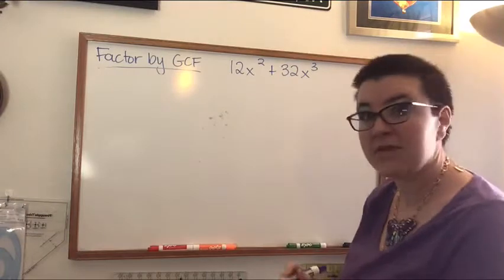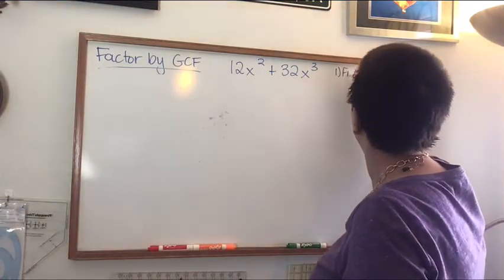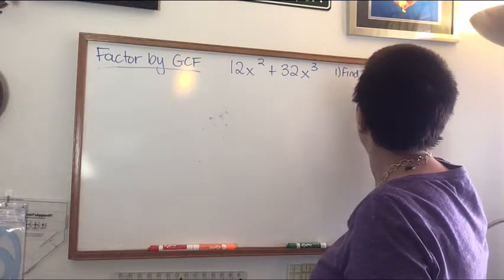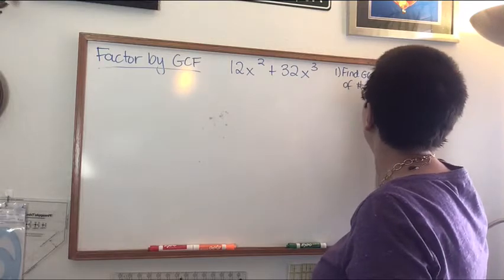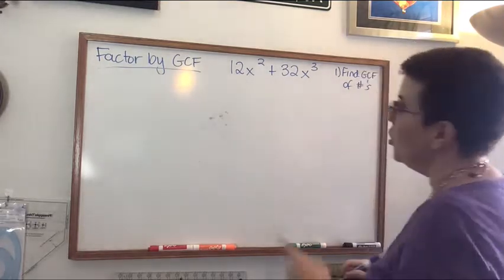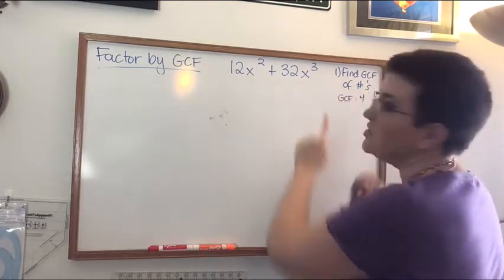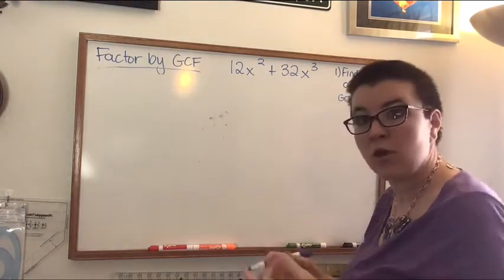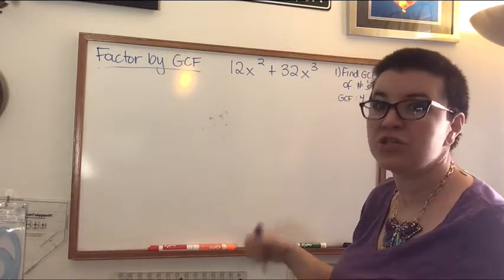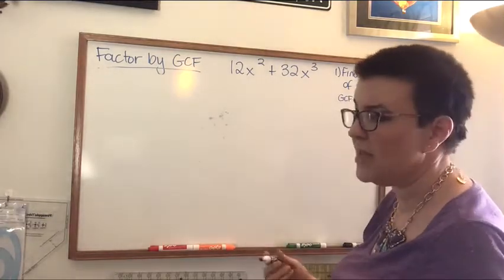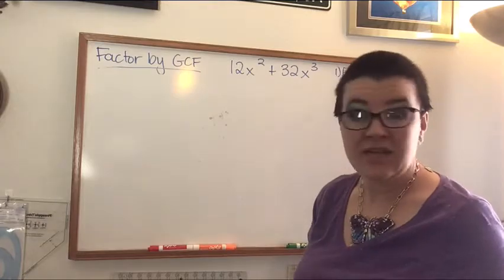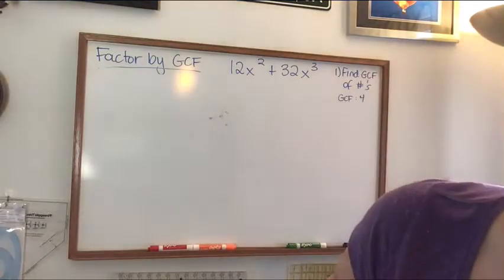All right, now here are the steps. Find the GCF of the numbers first, okay? So what's the GCF of 12 and 32? We know it's 4 because we already did that. If it was a new problem where we didn't know the GCF, we just do that same process, factor and find the GCF.